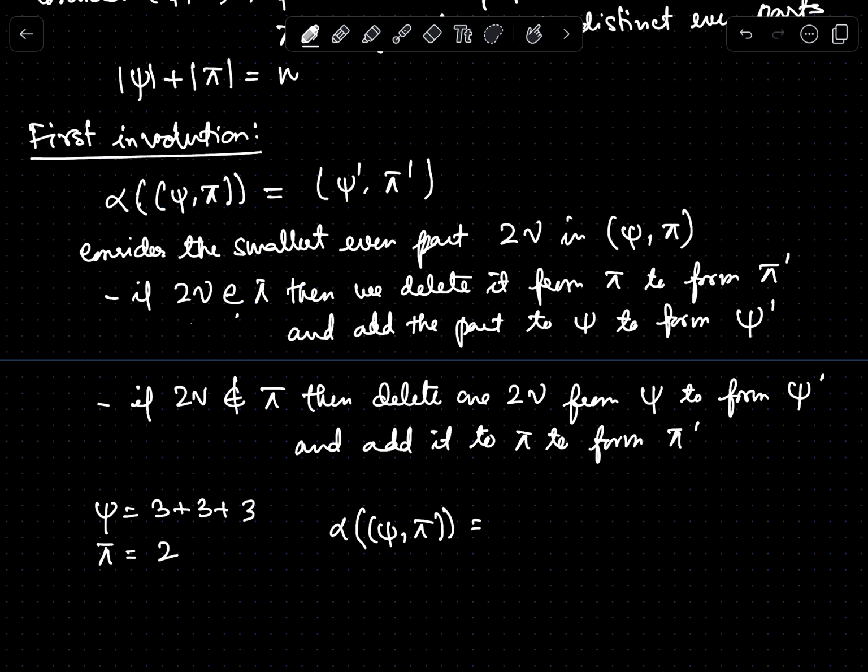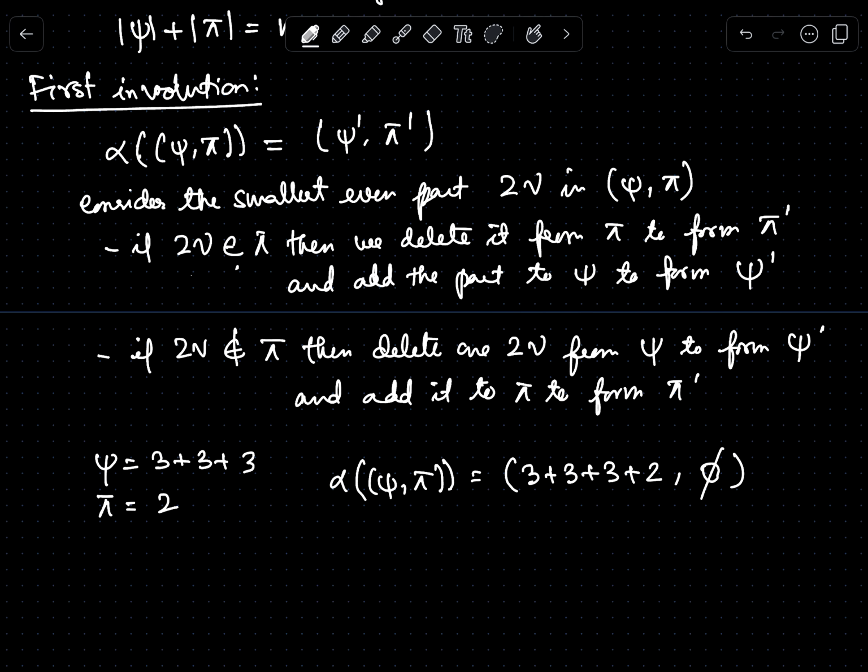this map that we just designed, on psi, pi, what we'll get is, since the smallest even part, which is 2, belongs to pi, we are just going to remove that part from pi and put it in psi. So that means we'll have 3 plus 3 plus 3 plus 2, and this will just be the empty set. Okay, so this is how it works, right?